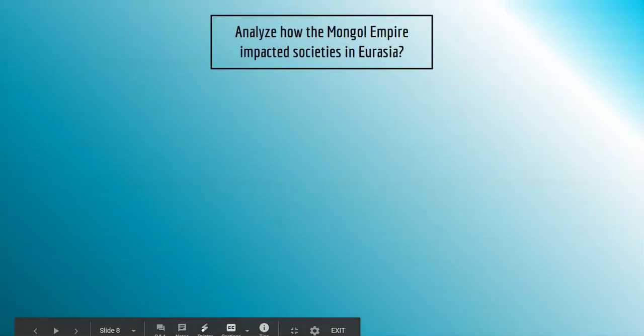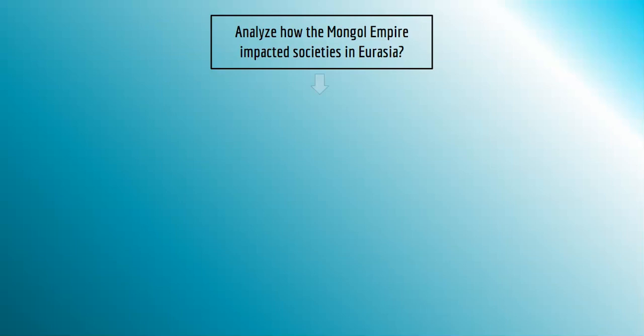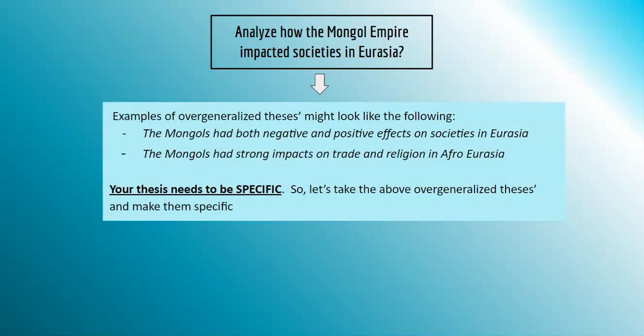Okay, so let's say your prompt is analyze how the Mongol Empire impacted societies in Eurasia. Overgeneralized theses means theses that are super vague. You're like, no duh, right? And so here are a couple examples of overgeneralized theses. The Mongols had both negative and positive effects on society in Eurasia, and the Mongols had strong impacts on trade and religion in Afro-Eurasia. Okay, so while those are correct, they are way, way too vague. AP is just basically going to be like, no kidding, that's why we asked you the prompt. Your thesis has got to be a lot more specific than that.